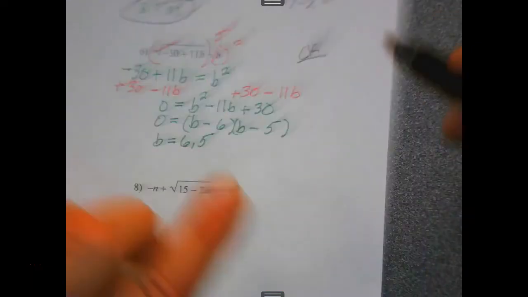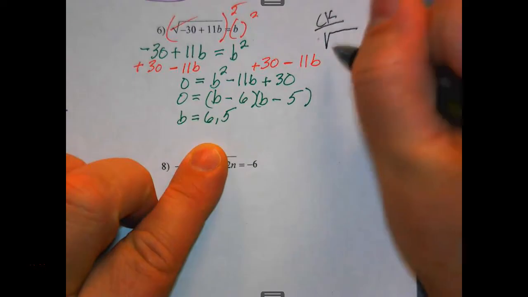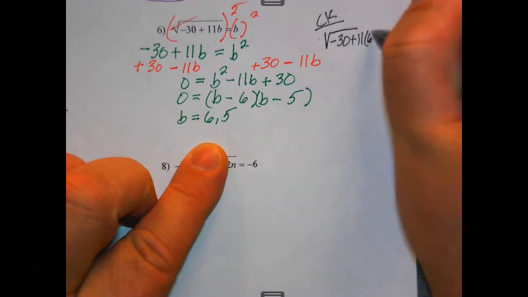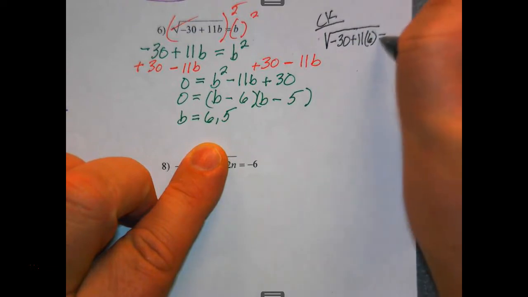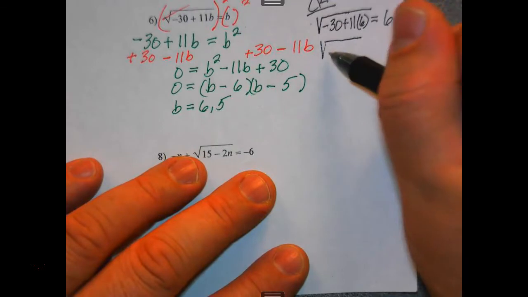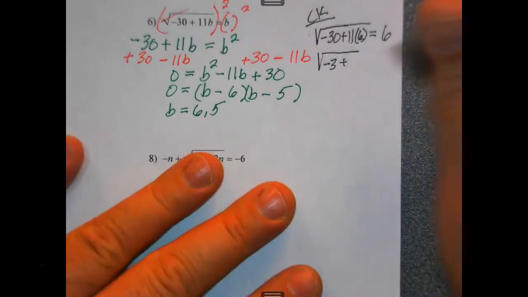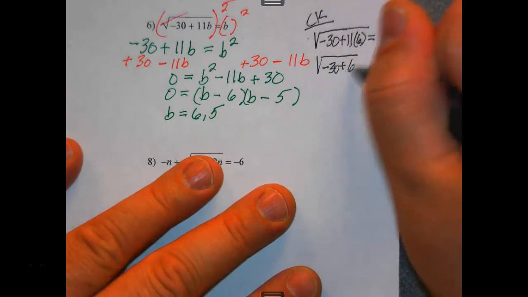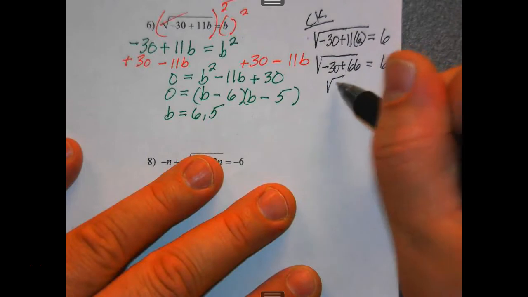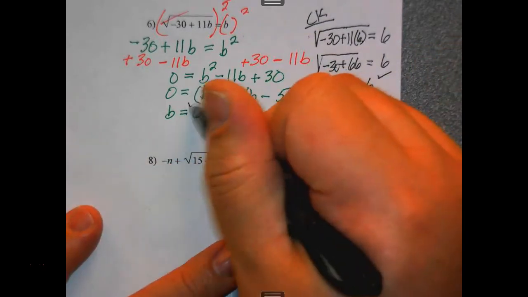Let's check the 6. So I have the square root of negative 30 plus 11 times 6. Does that equal 6? Let's see. Negative 30 plus 11 times 6 is 66, wait, plus 66 gives 36. Does that equal 6? I have the square root of 36. Wow, indeed it does. That checks.